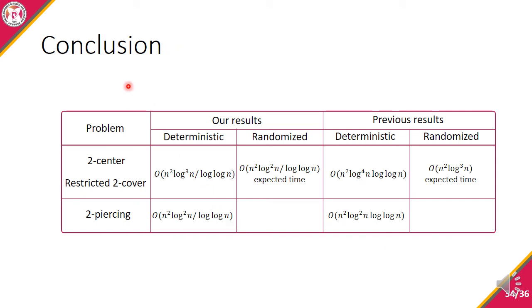This is our conclusion. In the two-center problem and restricted two-cover problem on input disks, we improve by more than a log n, log log n factor over previous results. In the two-piercing problem on input disks, we improve by a log log squared n factor.